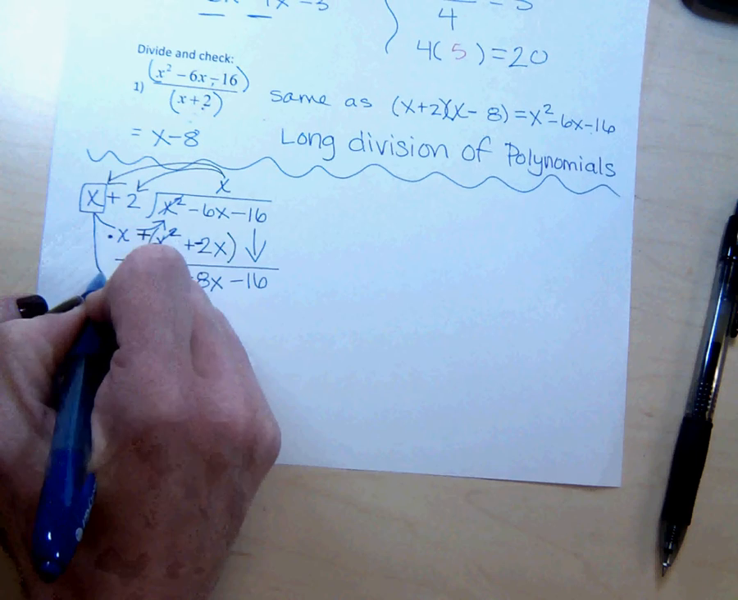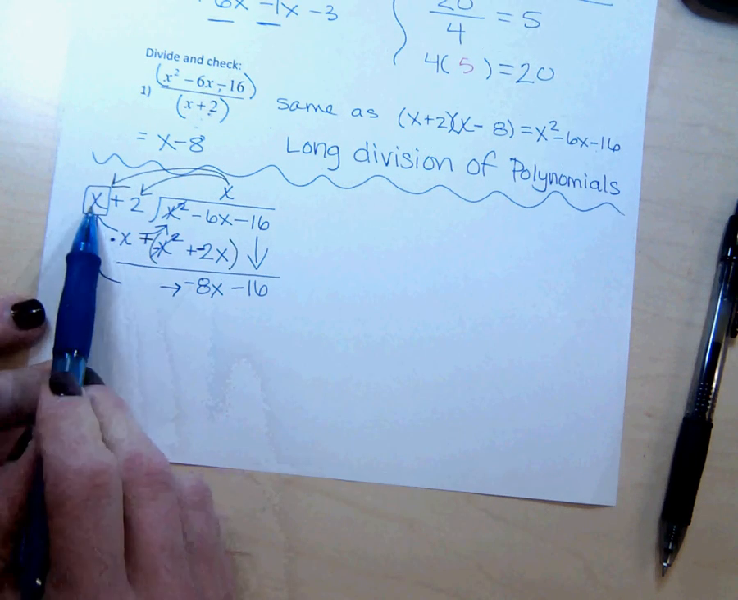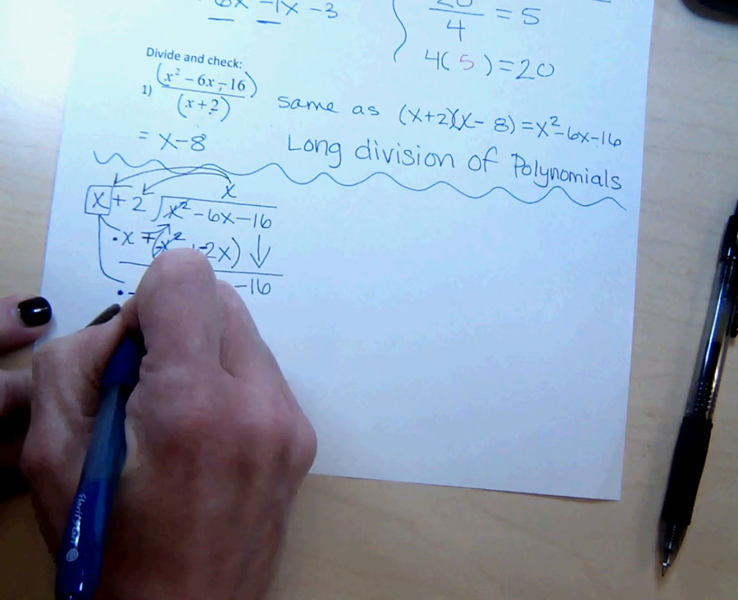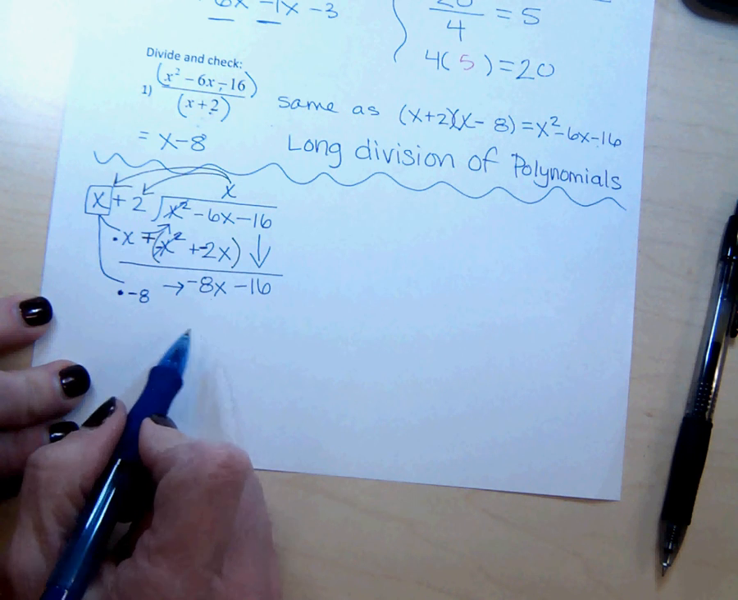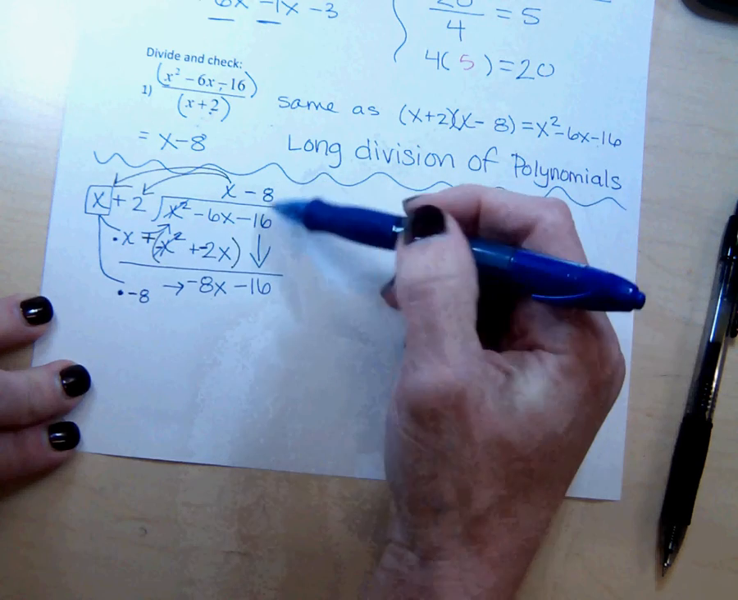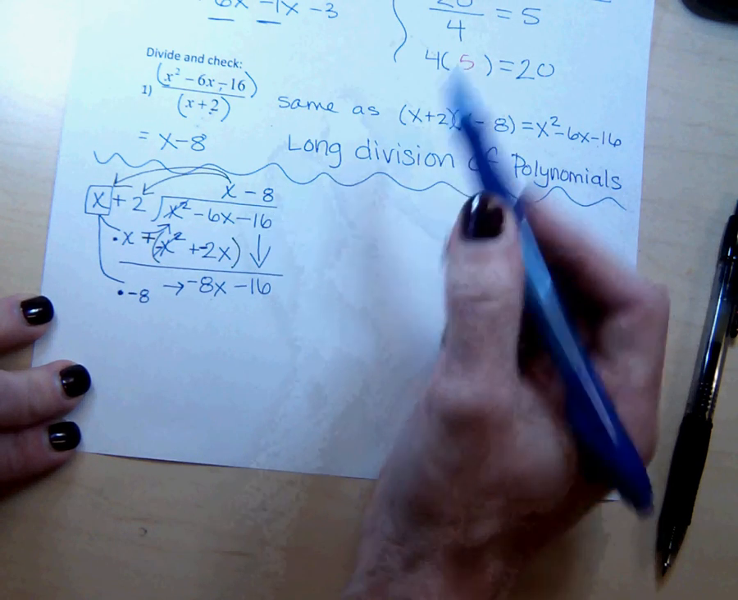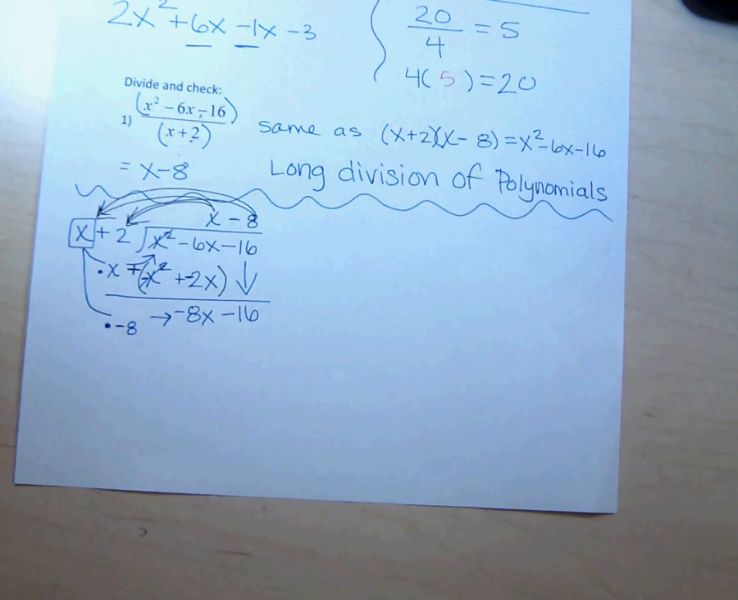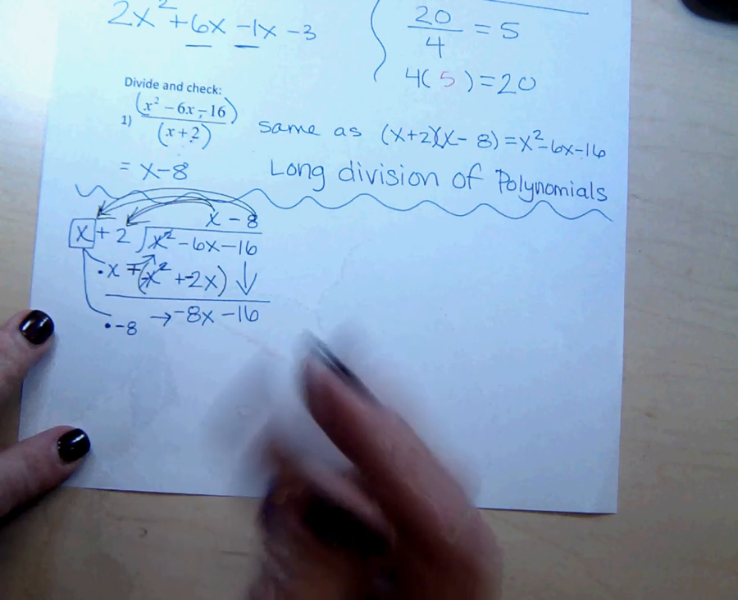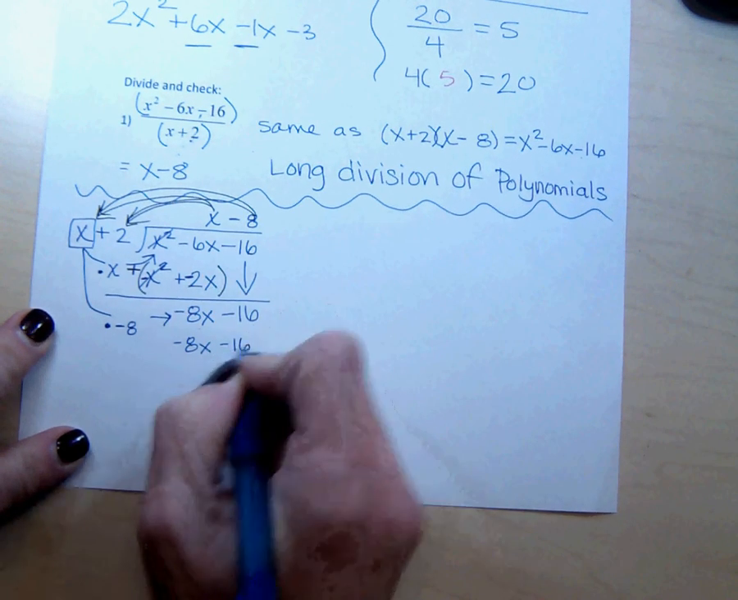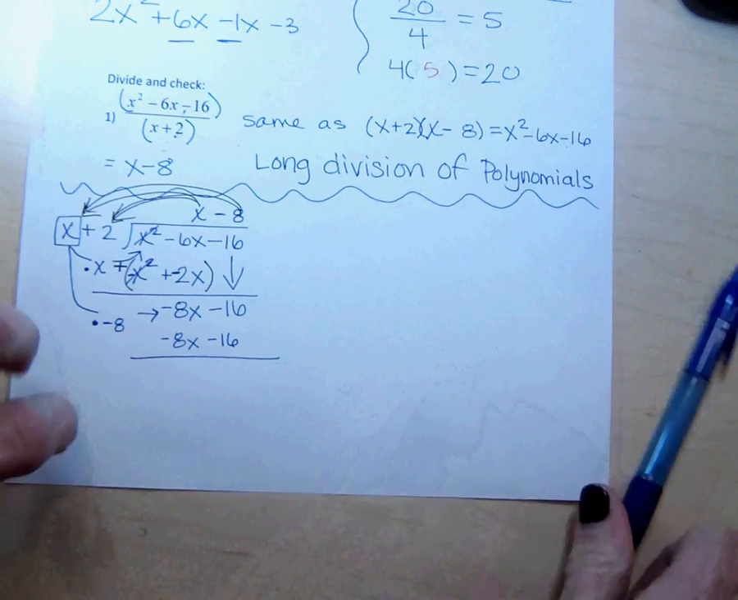We come back with our x, and I ask myself, okay, how many times will x go into negative 8x? So I'm basically asking myself, what do I multiply x by to give me negative 8x? Well, I have to multiply by negative 8. So minus 8 goes up here, and that lines up right over the other constant. And then I come back and multiply. So negative 8 times x gives me negative 8x, and negative 8 times the plus 2 gives me negative 16.